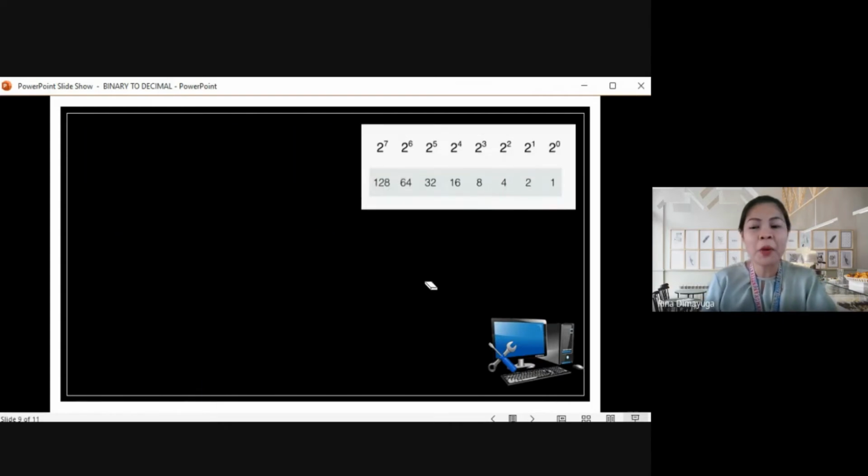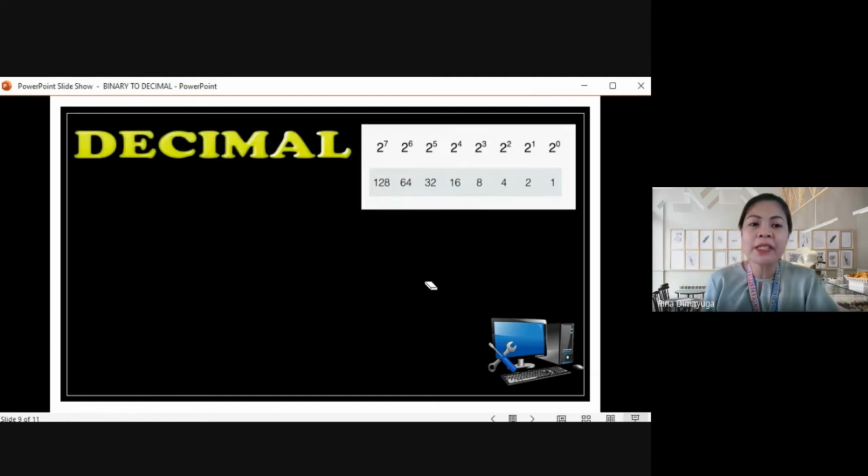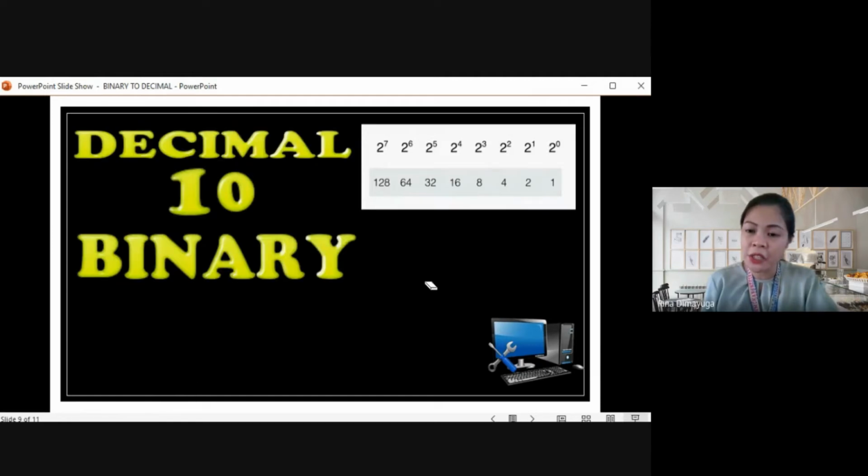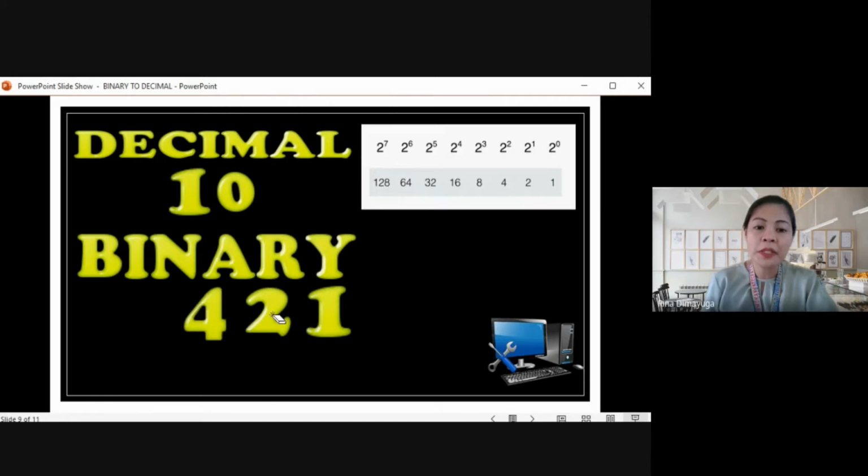To give you another example, if you want to convert the decimal number 10 to its binary format, again, begin with number 1. Double the number 1, that will give you number 2. Double the number 2, it will give you number 4. Double the number 4, it will give you number 8. But if you double the number 8, the answer should be 16, which exceeds the number 10. So from here, we will have to stop.